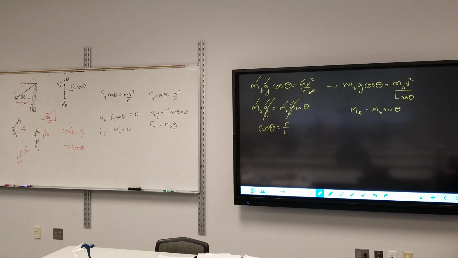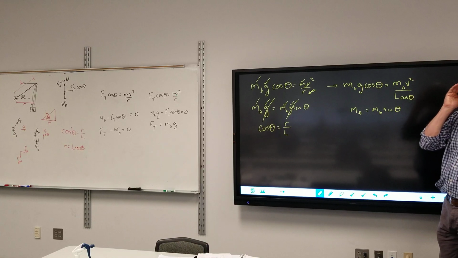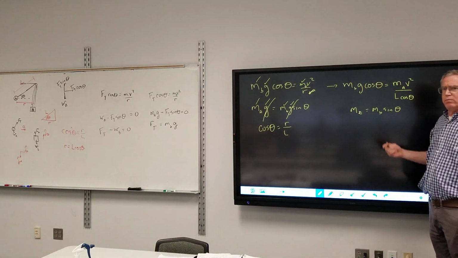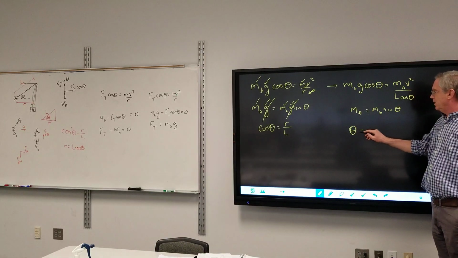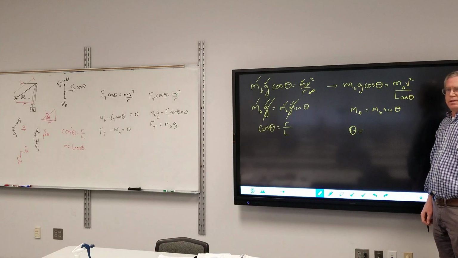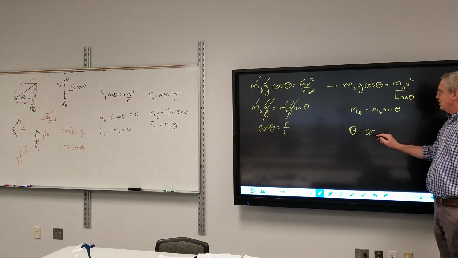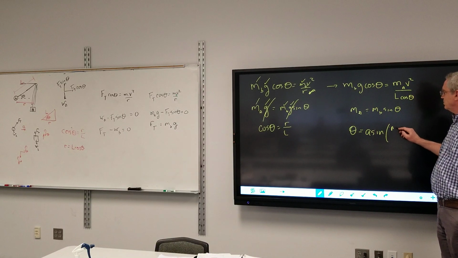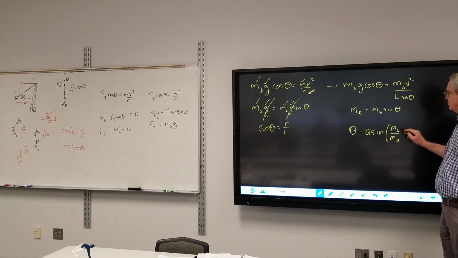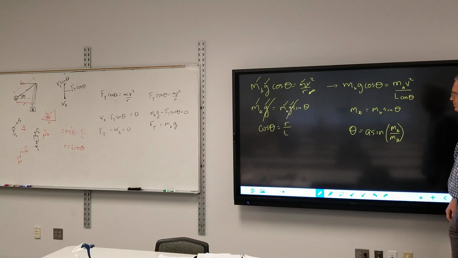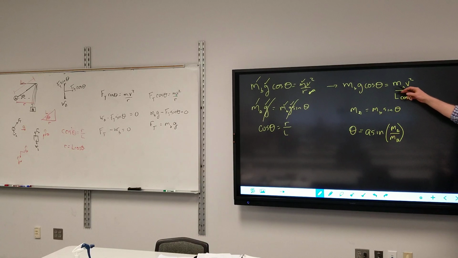Well, the unknowns are v and theta. Okay. We have the masses. We can solve for theta. All right, so how do you solve it? So what is theta equal? Inverse sine of mass A over mass B. I now have theta, I can now plug into my equation up there, solve for V.